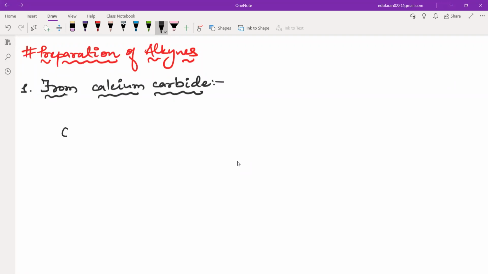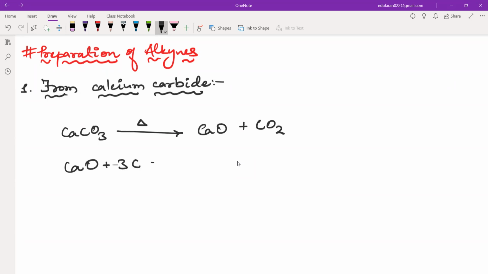It is prepared if you have calcium carbonate, CaCO3, and you heat this. Then you will get calcium oxide plus carbon dioxide. You take this calcium oxide and you treat this with carbon. Then you will get calcium carbide plus carbon monoxide. Calcium carbide is CaC2. Now we have CaC2.